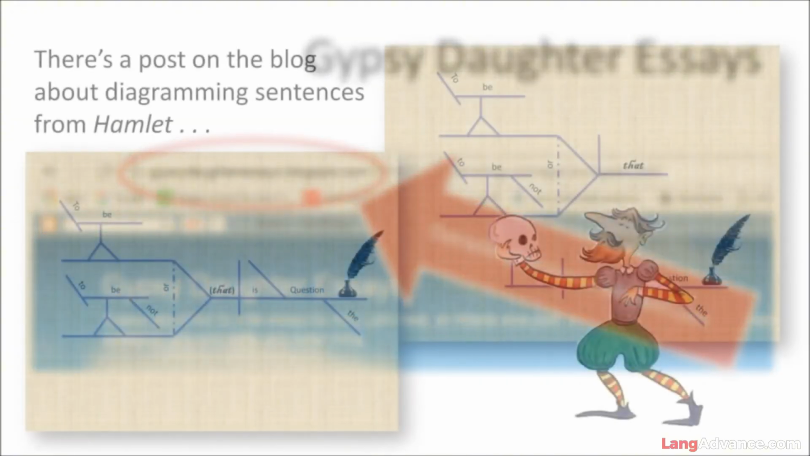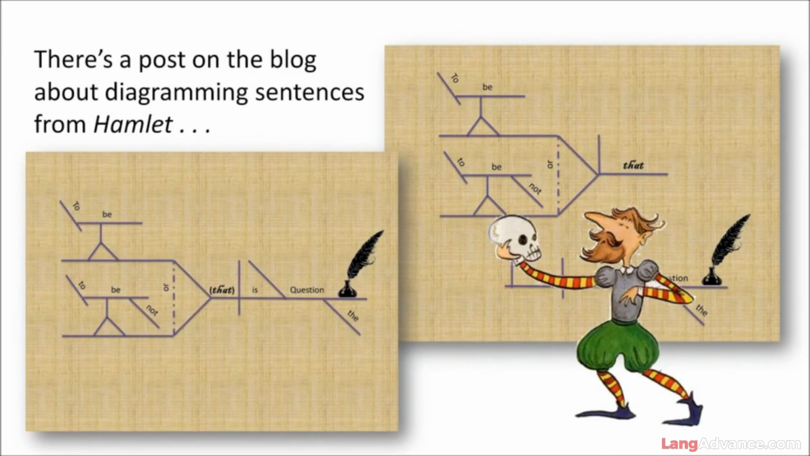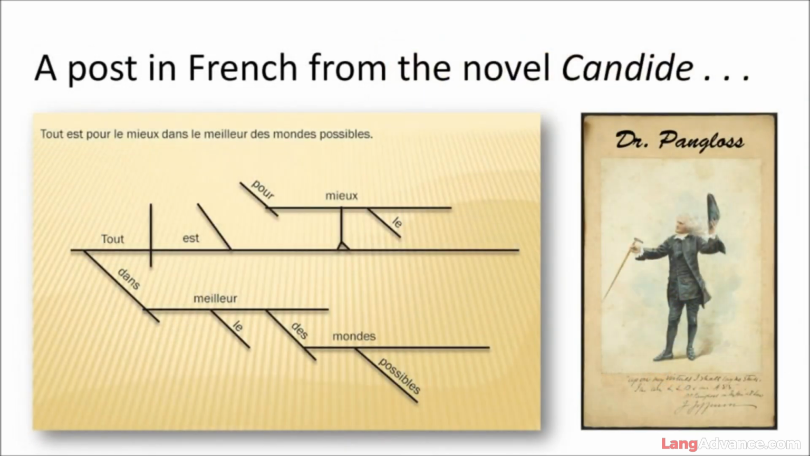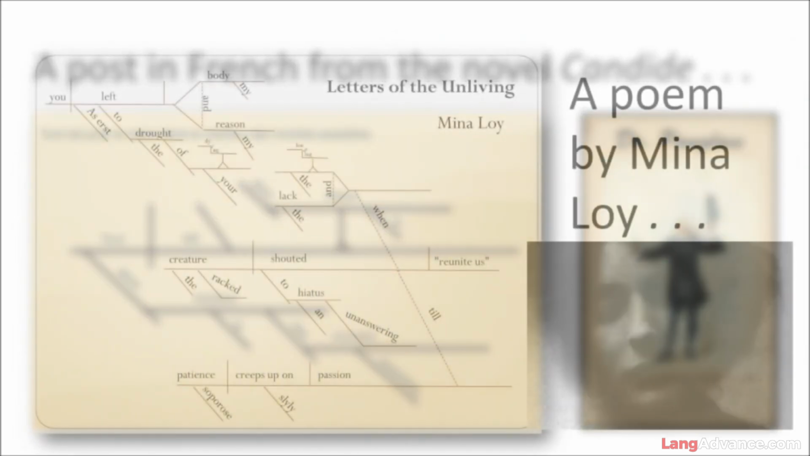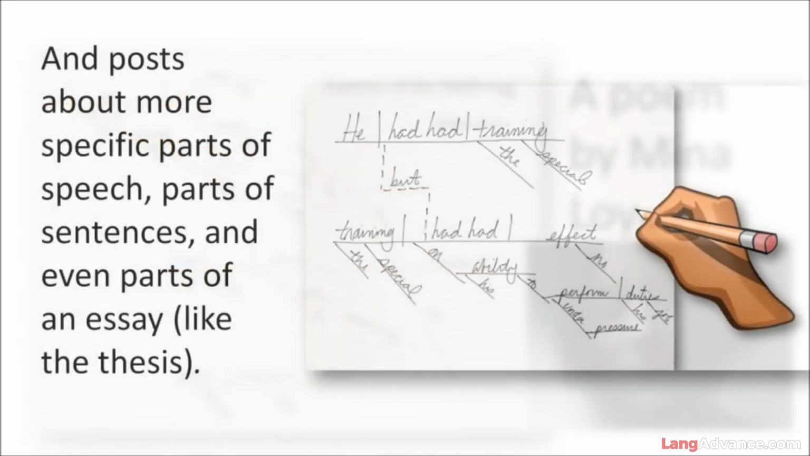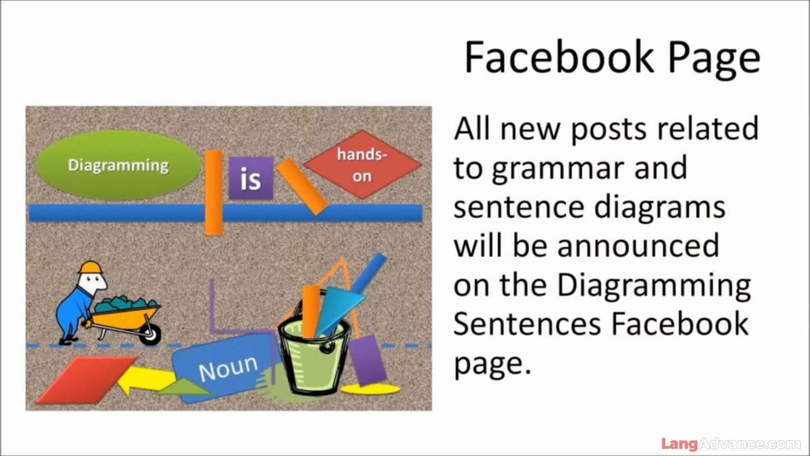gypsydaughteressays.blogspot.com. And on that blog, there's a post about diagramming sentences from Hamlet, there's a post in French from the novel Candide, there's a poem by Mina Loy, and there are posts about more specific parts of speech, parts of sentences, and even parts of an essay, like diagramming your thesis statement to make sure it's not a passive voice sentence. So there are all sorts of posts on grammar and sentence diagramming on the blog.